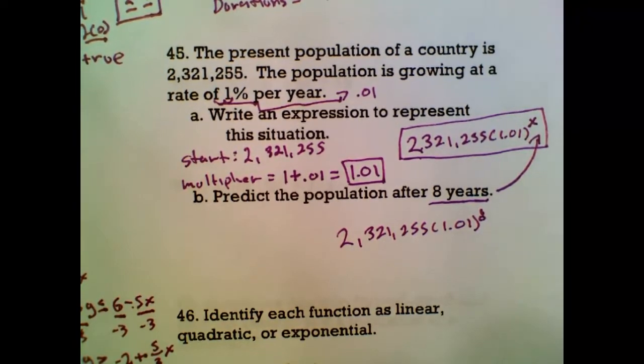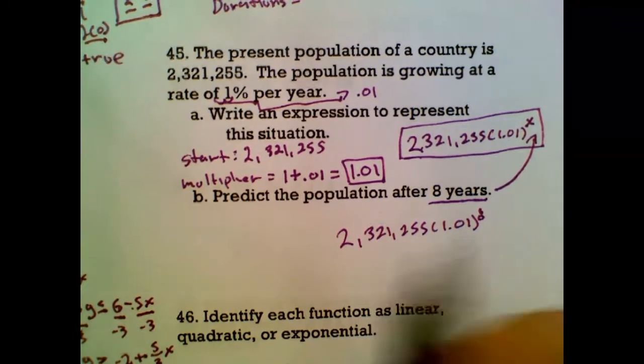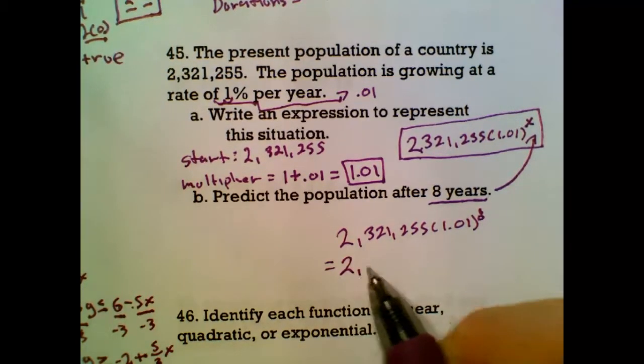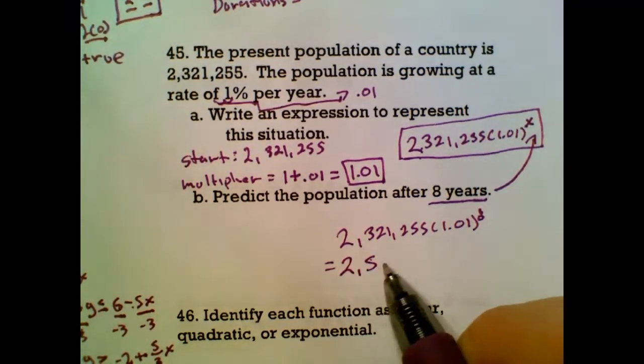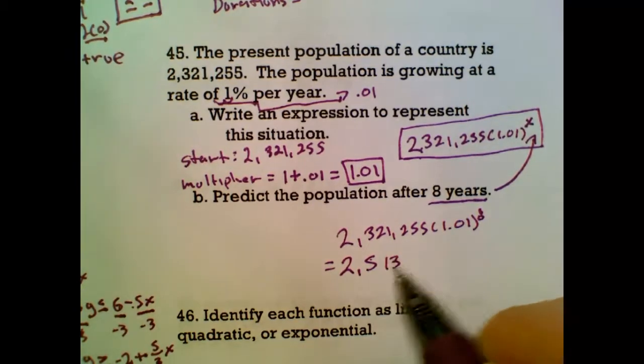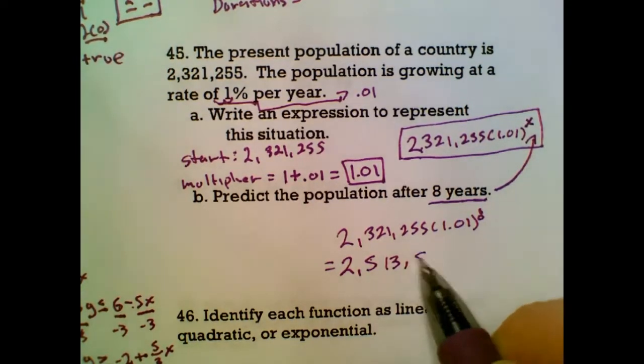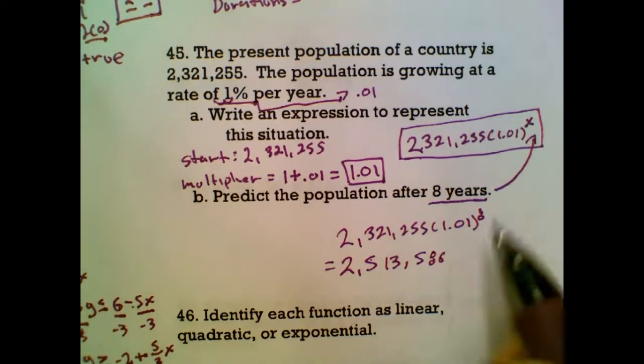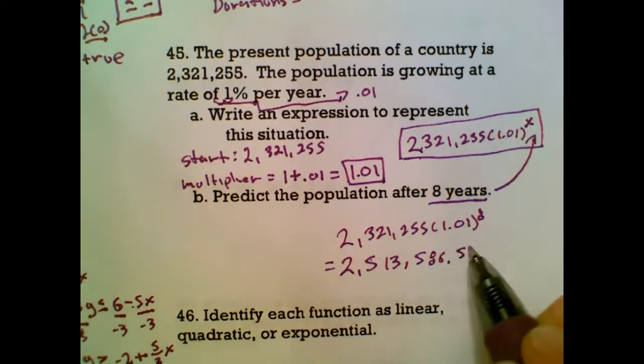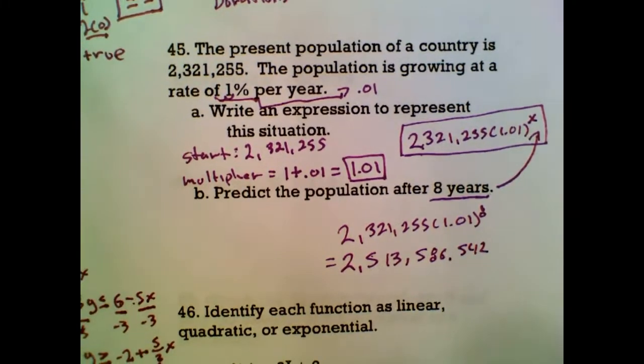And we get 2 million. This is equal to 2,513,586. And there's a part of a person right here. They give you 0.542, a half a person. But that really is not meaningful. We don't care about that half a person until they're a full person. So in the course of 8 years, the population will probably increase about 200,000. That's the difference between this and this.